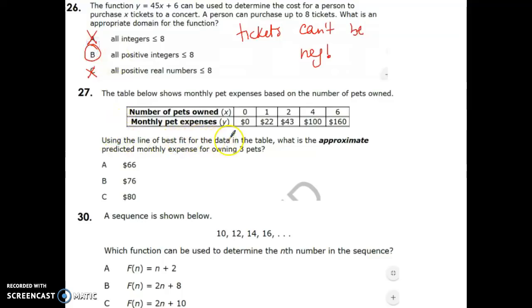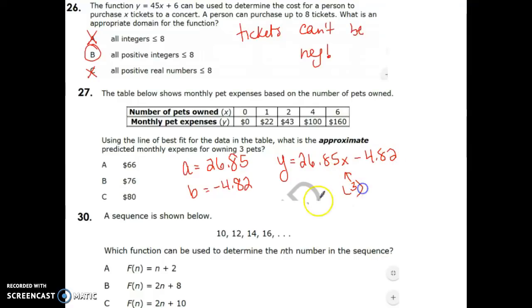All right, so using the line of best fit, what is the approximate predicted monthly expenses? Well, when you put this into your calculator, don't make a mistake, and I put 5 there the very first time, but you get a is 26.85, and then b is negative 4.82. And then when you write the equation, this is what the calculator says, 26.85x minus 4.82, and when you put 3 in here, you get 76.